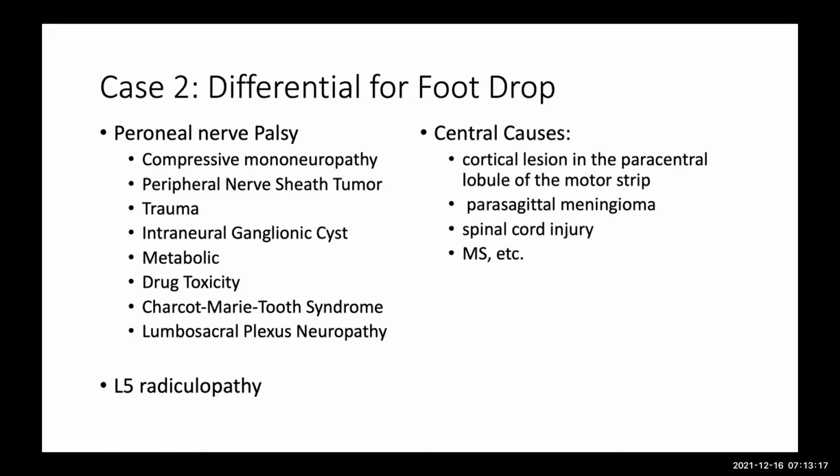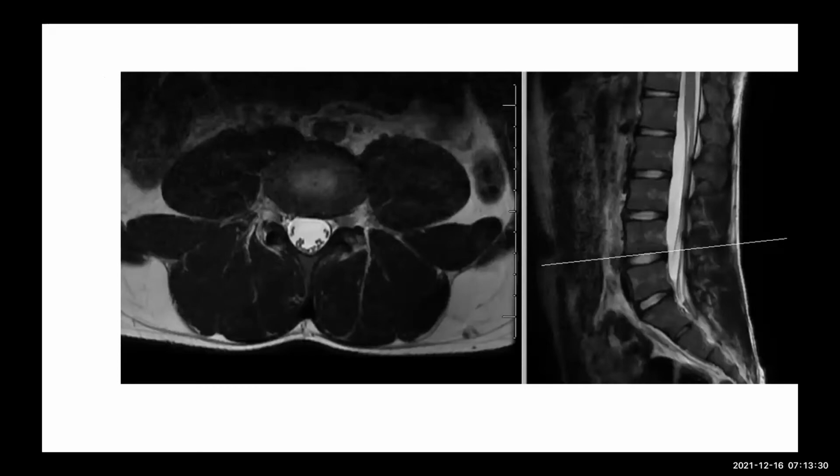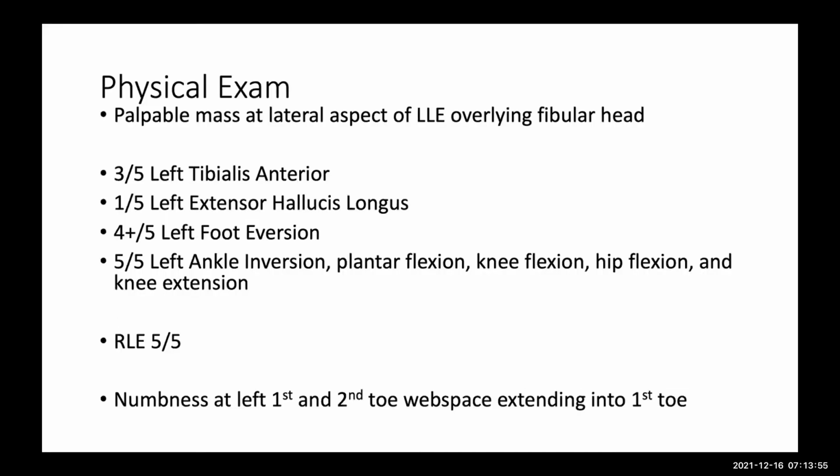And finally, a couple of central causes that could be very rare and unlikely: a paracentral lesion of the motor strip, a parasagittal meningioma, a very, very focal spinal cord injury with MS or something like that. So here's an MRI. I'm showing you, what level do you see on the axial? The line matches. L4-L5. Great. And do you see any compression there, those nerve roots? No. Perfect. Good job. So here's his physical exam.